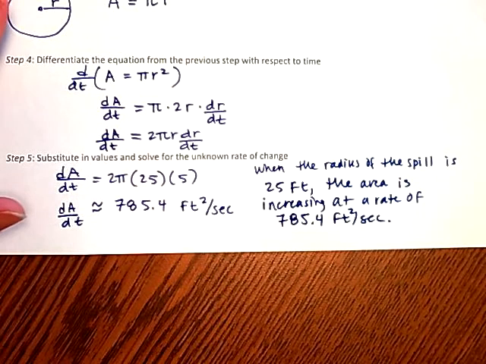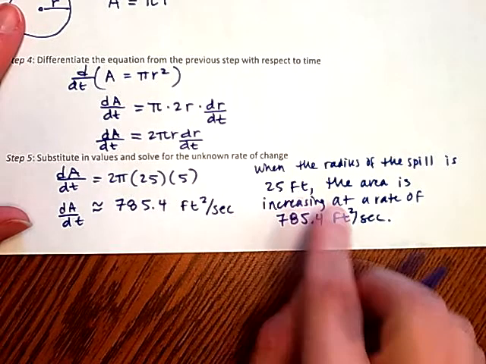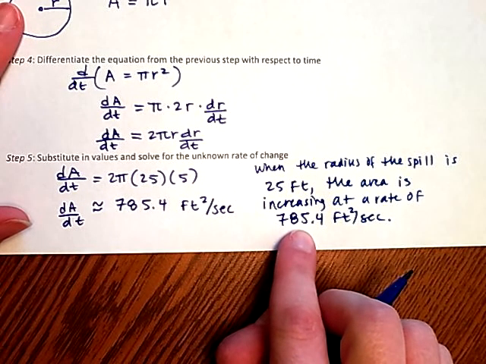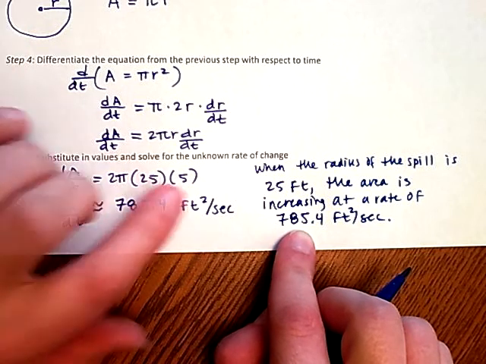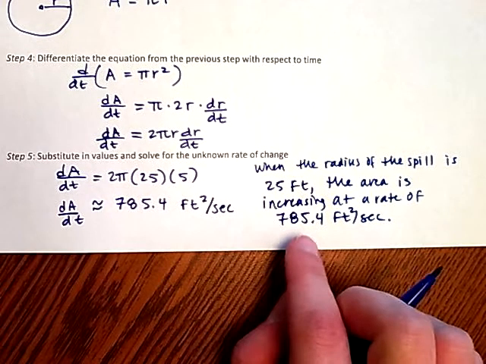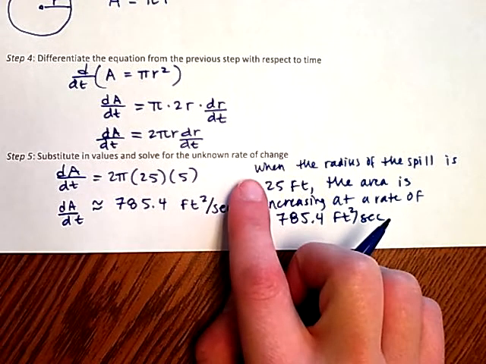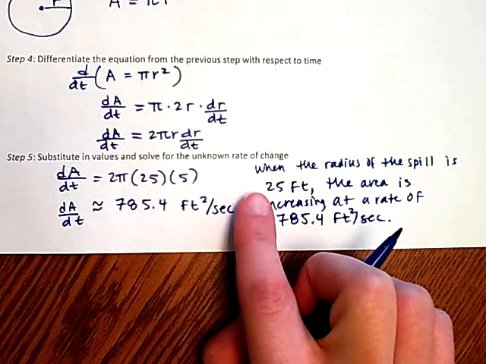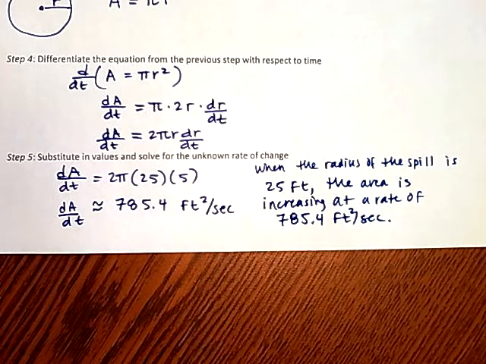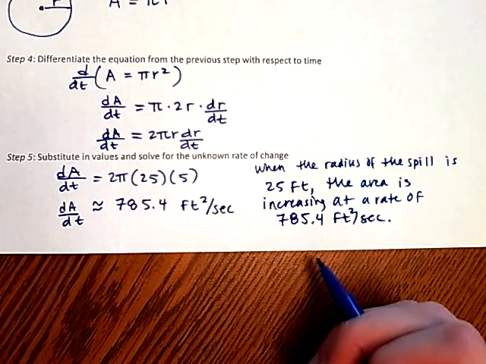Okay, and if you think about it, that seems like a really big rate of change. But if you think about what a 25-foot circle looks like, that's a pretty big circle. So at that moment when the radius is that big, as the radius starts increasing even more, the area is going to balloon at a much faster rate.